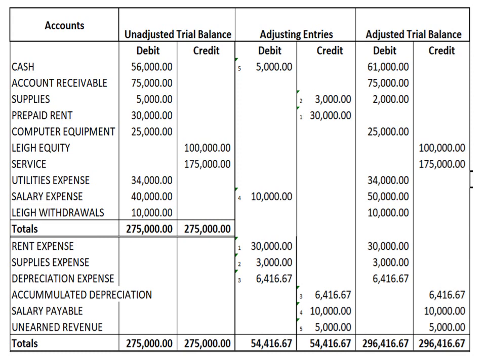So we have utilities expense, it's 34,000. For salaries expense, we have the unpaid, so from 40, we add 10, now we have 50. Withdrawals, just the same, no adjusting. Rent expense, 30, because it's an additional. Supplies expense, 3,000. Depreciation expense, 6,416.67. Then we have accumulated depreciation, 6,416.67, and then salaries payable 10,000 and unearned revenue 5,000.